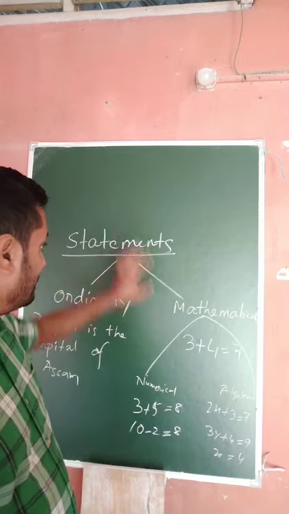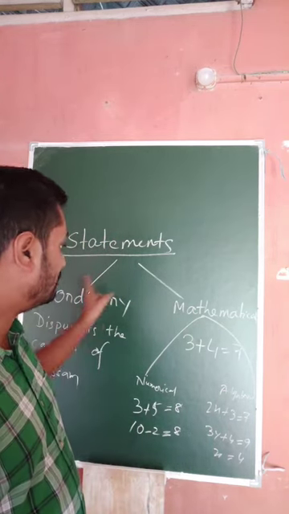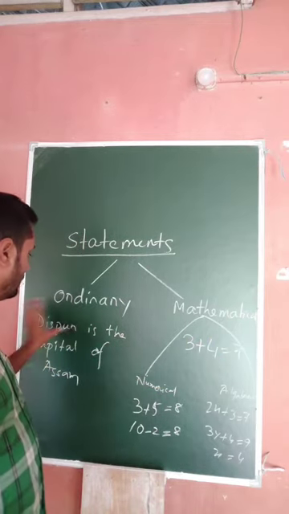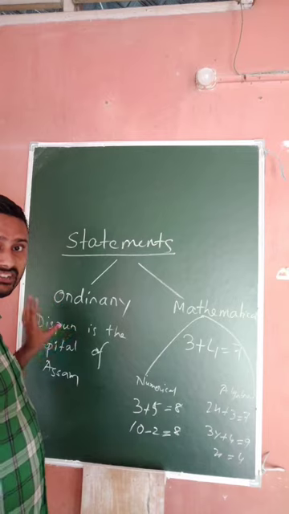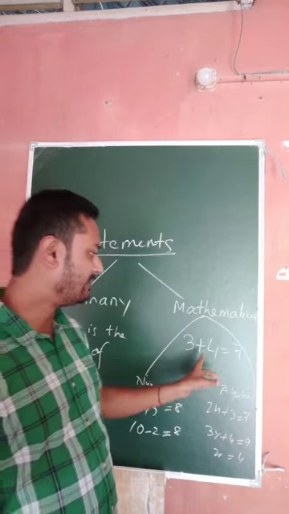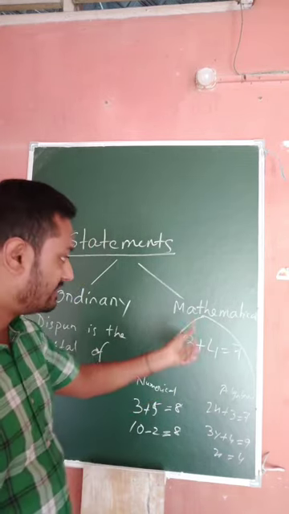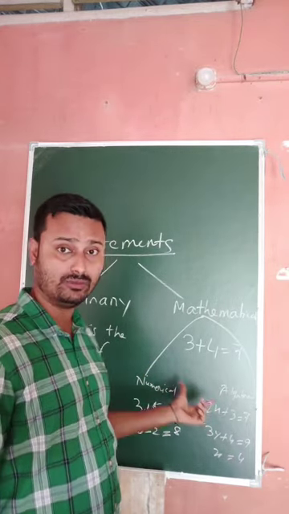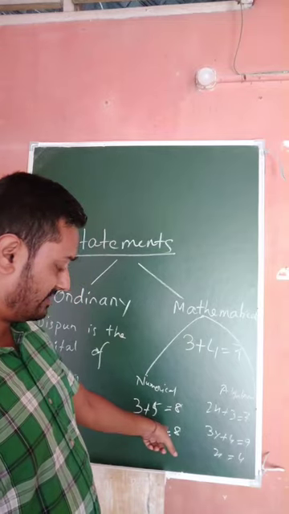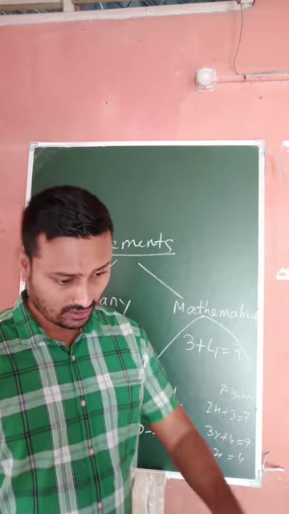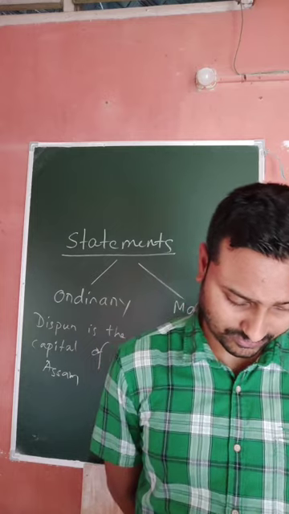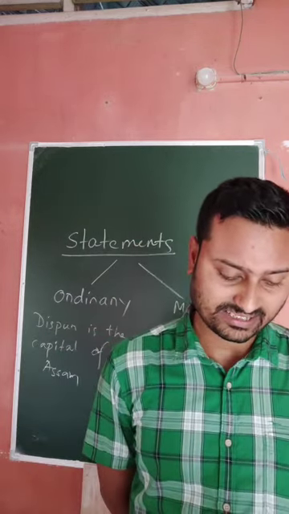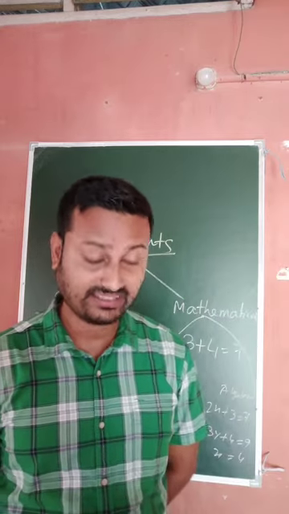Okay, at first statement was classified in 2 categories. One is ordinary statement, one is mathematical statement. Ordinary is like this one, word or sentence, and this one is mathematical expression. Again, mathematical statement is classified into another 2 categories, numerical and algebraic. Numerical has numbers directly present here, and algebraic is like this. Look at your book. Numerical statement like 3 plus 4 equals 7, less than or greater than symbols you can also use, and algebraic statement has the presence of variables.